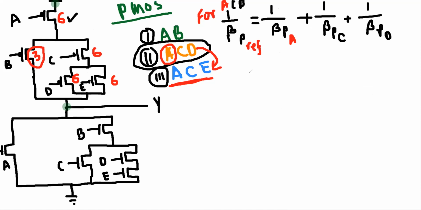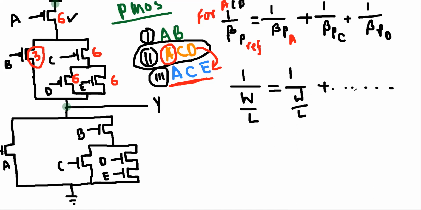So, by the way, this one will be what? 1 divided by W by L. This is for PMOS and this is for reference. This one will be for A, and I can write like that. The next one will be C, next one will be for D. This is for reference. This is for A, C, and D.